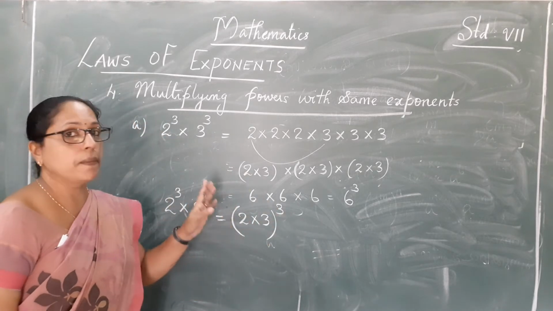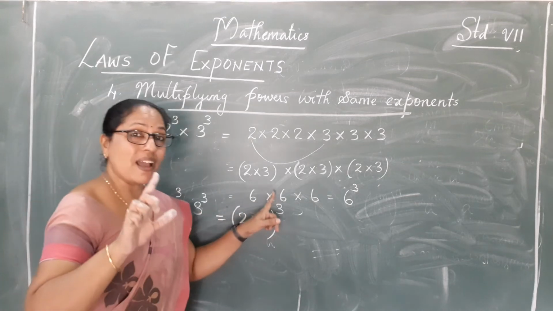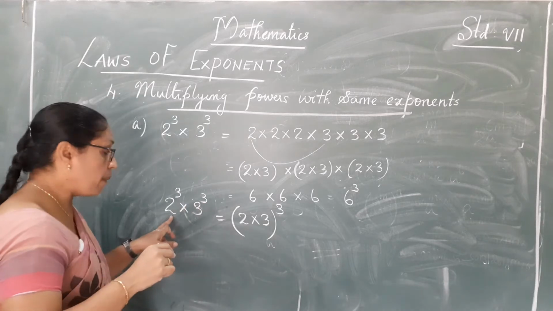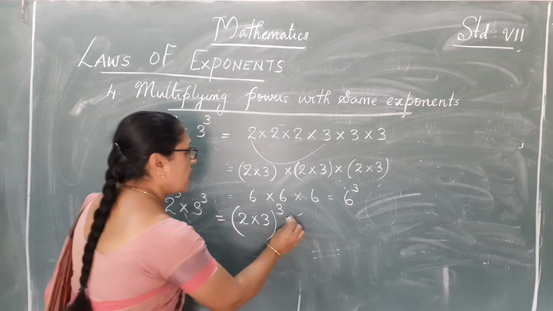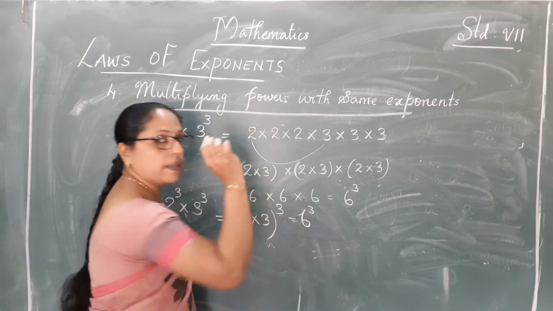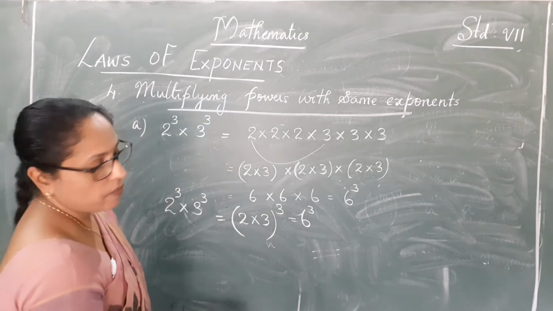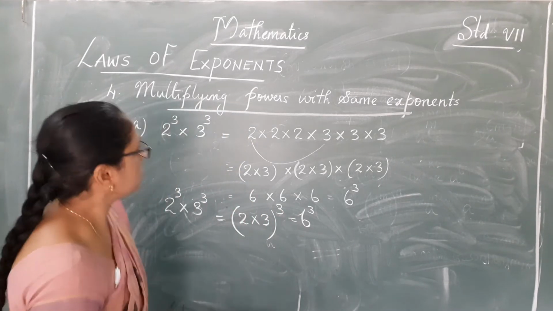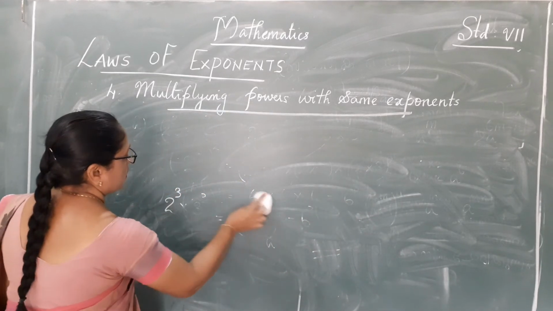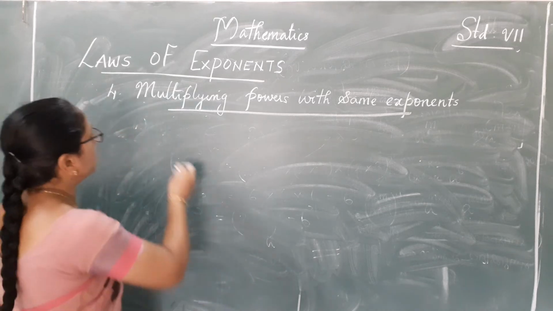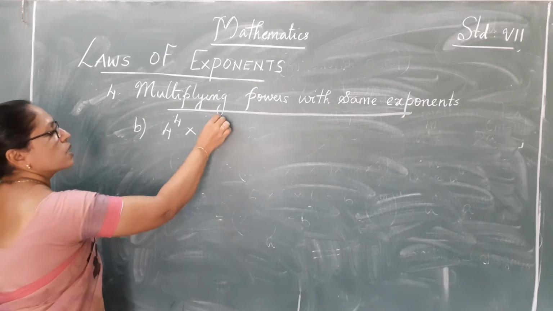Nothing is done on the powers. Nothing is done on the exponents. The exponent is kept as it is. The operation is happening on the base. So the bases have to be multiplied. Okay. So the answer is 6 raised to 3. Okay. Now one more example you can see. The example is 4 raised to 4. Second example, 4 raised to 4 into 3 raised to 4.